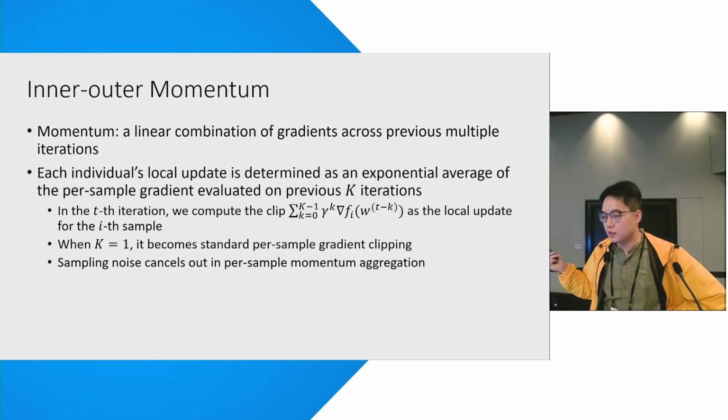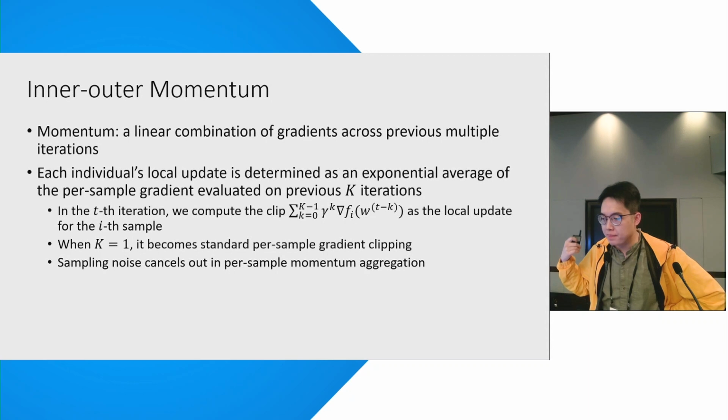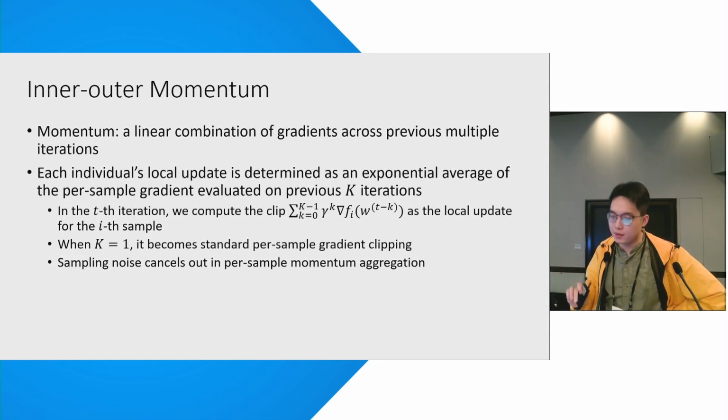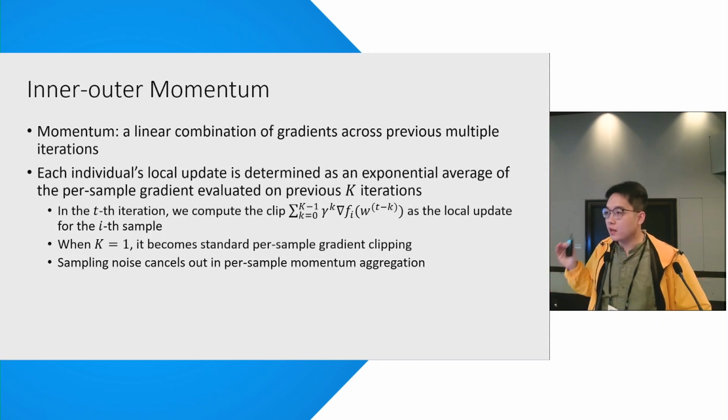So let's first look at the inner momentum here. Momentum is very classic and commonly used in deep learning and optimization for variance reduction and acceleration. In our context of bounded sensitivity, we are considering the per-sample momentum. Instead of clipping the per-sample gradient, we store the latest k iterates when we run DP-SGD. Every time, we evaluate our per-sample gradients across these k previous iterates, and we compute the exponential average of them.